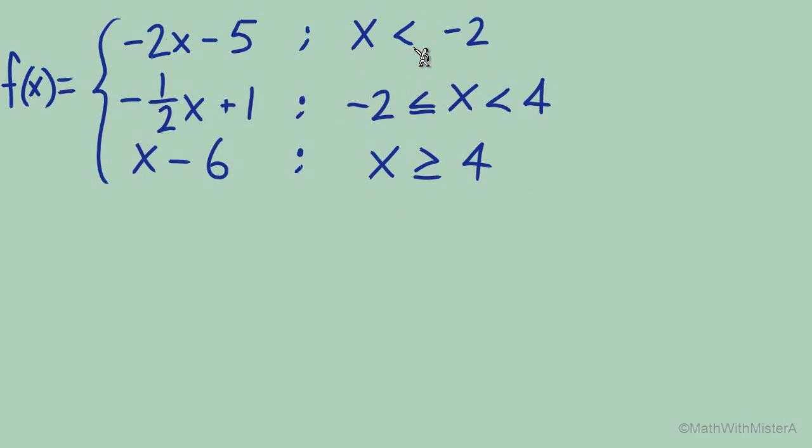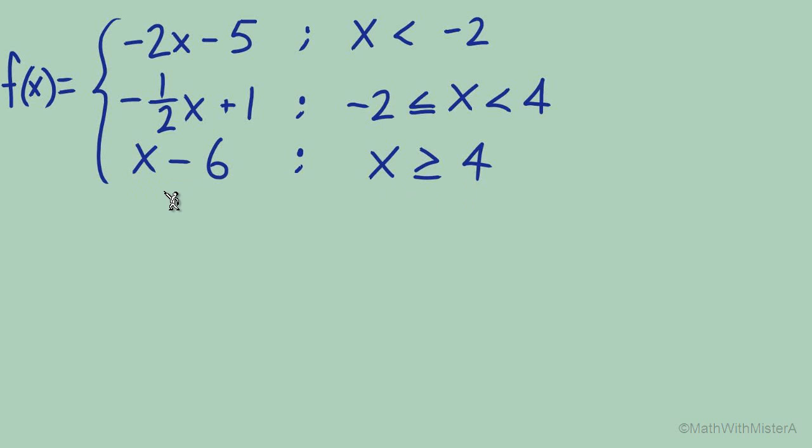If our x values are less than -2, then we would use this first function, -2x minus 5. If we were dealing with x values that were greater than or equal to -2, but less than 4, we would use this middle function, -1/2 x plus 1. And if we were looking at x values that were greater than or equal to 4, we would use this last function, x minus 6.